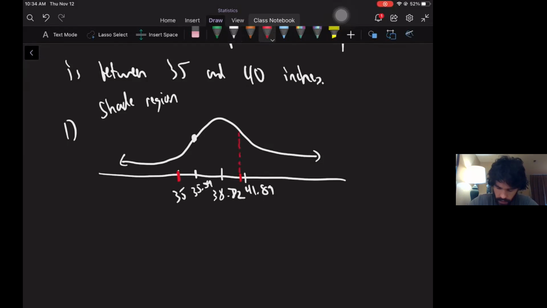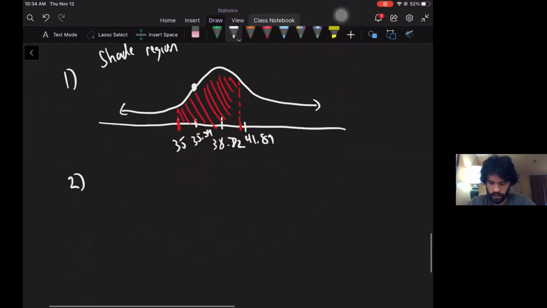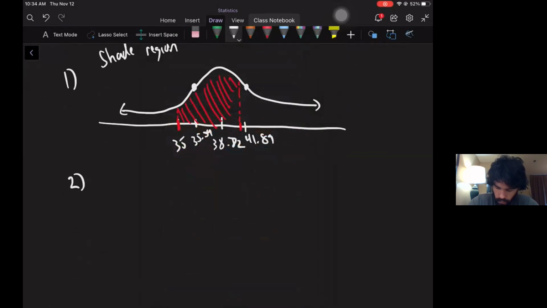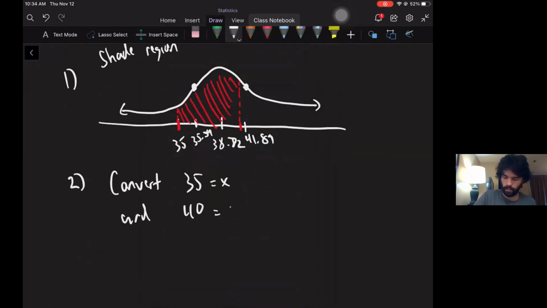So this is the area that I'm looking at. So that's really the area that I want. So what I can do is something very similar to last time, but it's going to be a little bit extra steps. So what can I do? Well, I have to use some other math. So first I'm going to convert 35 and 40 into z-scores.